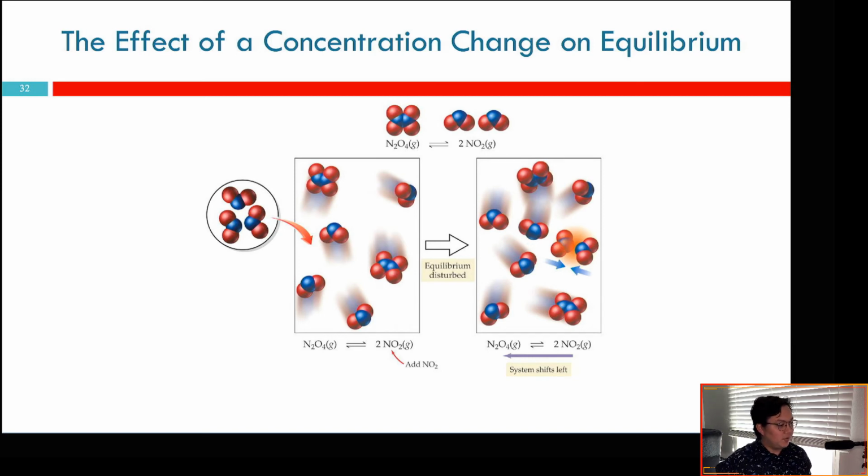So here on the left, we're adding more N2O to this reaction. And so then we've disturbed our equilibrium, and then our rate of reaction is going to shift back to the left. I'm not a big fan of this figure. It's not super clear.